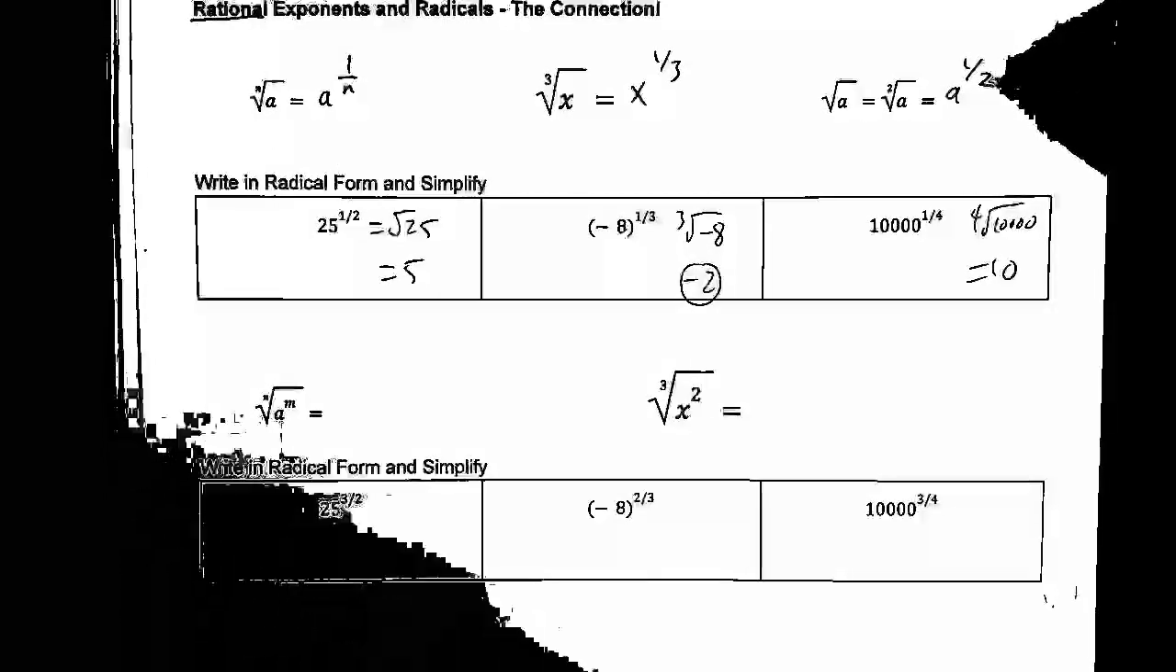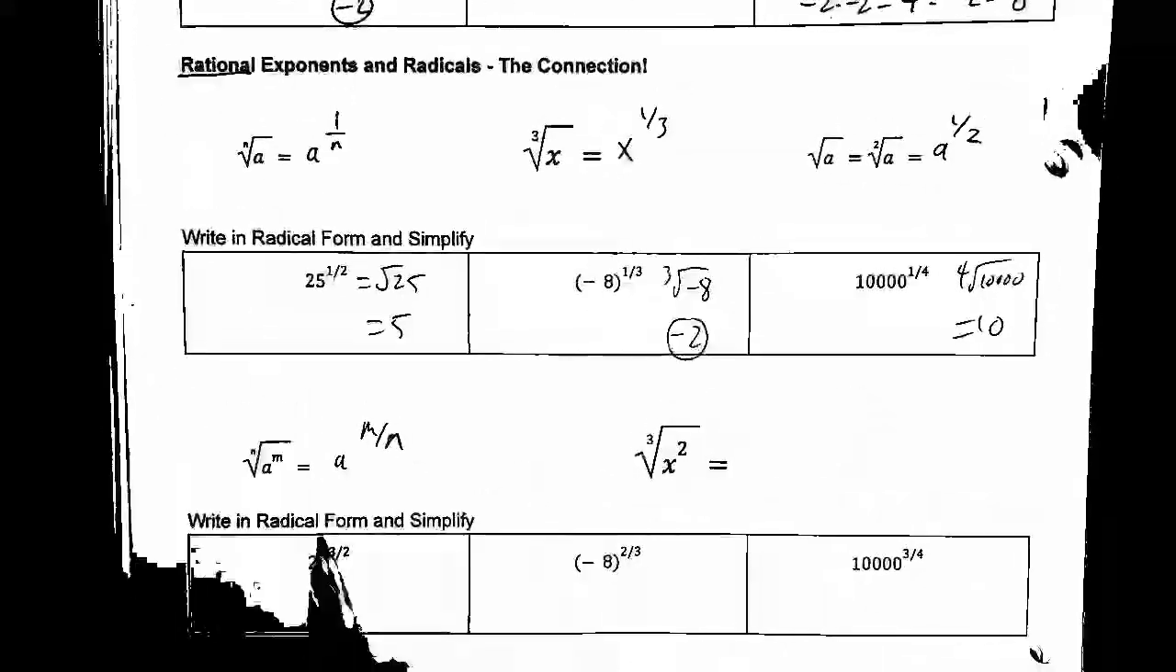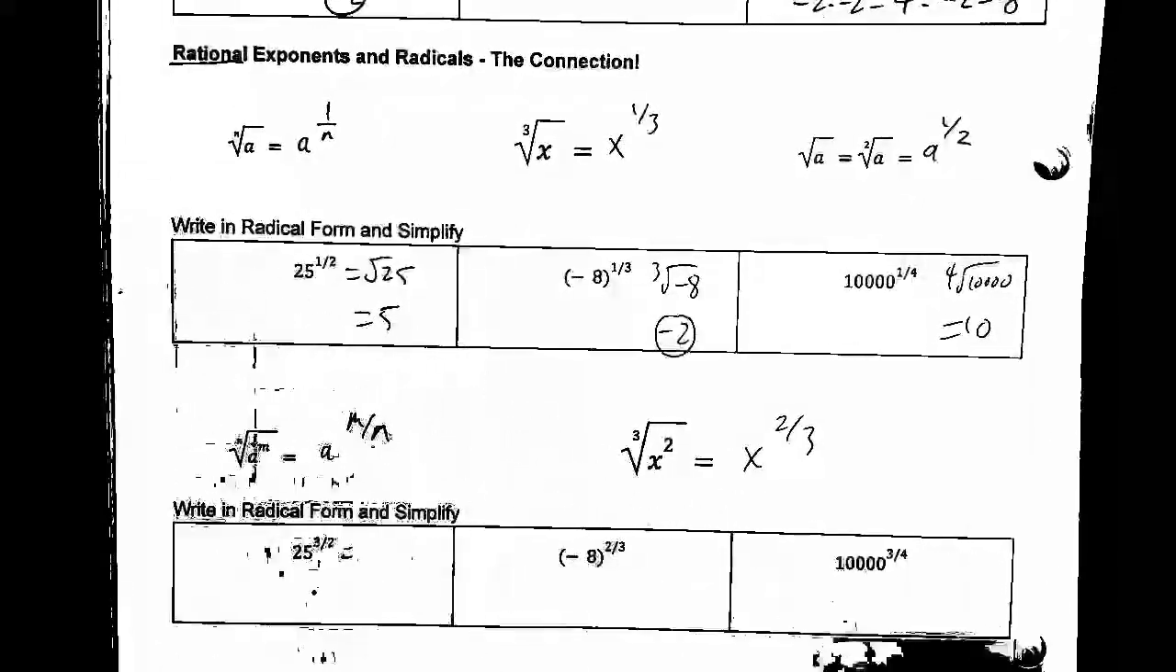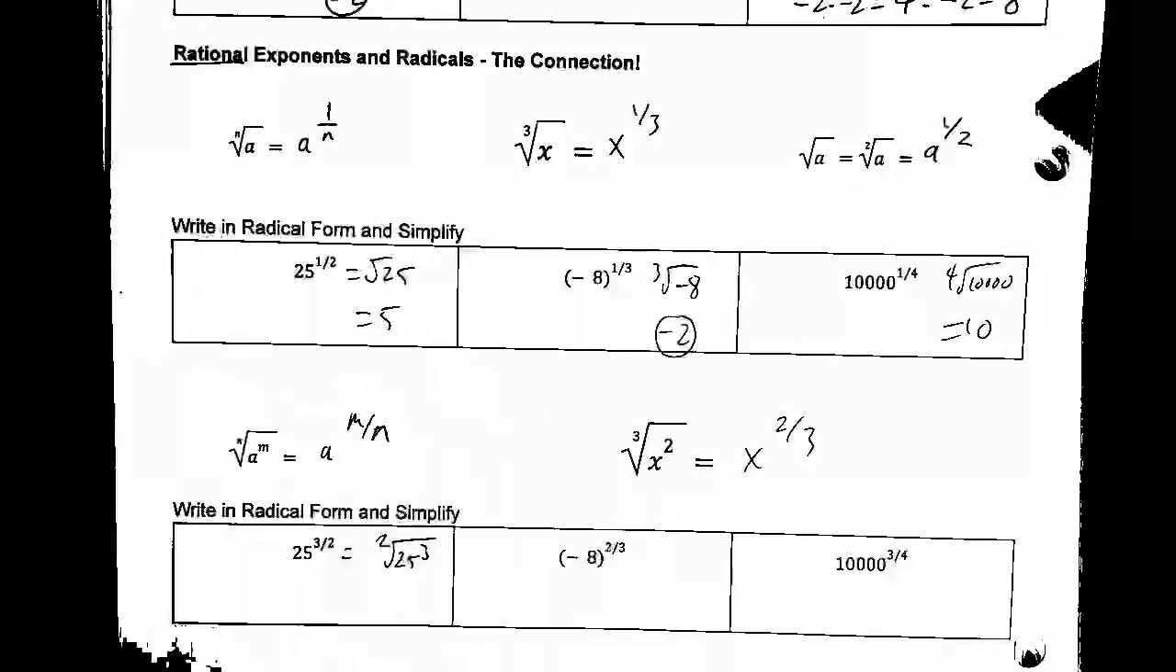Okay? The n root of a to the m is a to the m over n. So when we have an exponent down here, that is the numerator of our fraction. Right here, there was no exponent for x and a, so the numerator was always 1. But when you have a power, that becomes the numerator of the fraction of the exponent. This is x to the 2/3, right? So this is saying the square root of 25 to the 3rd power.